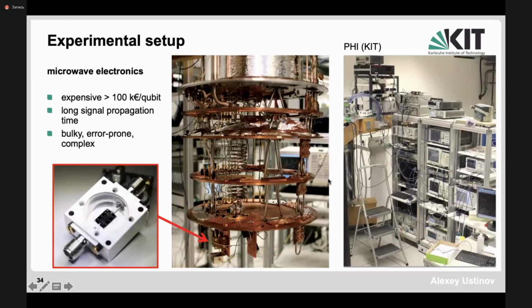This is about 1 Kelvin. This is about 4 Kelvin. So at 4 Kelvin, you also have this HEMT amplifier, which is being used to preamplify the signal. And of course, you also need this high frequency electronics, which is quite bulky and expensive to operate. Even for a single superconducting qubit, you need a number of expensive and interesting high frequency devices.